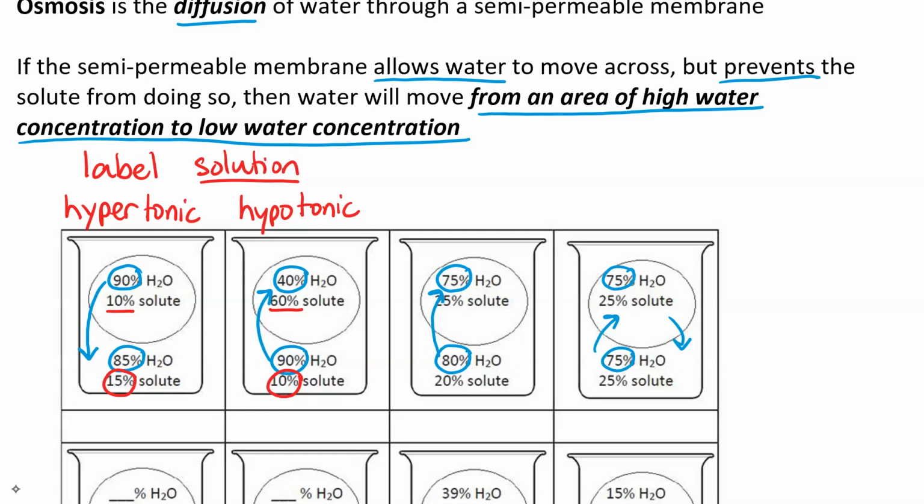The next beaker, 20% outside versus 25% inside. Again, there's less, so that's hypotonic. And the fourth beaker, 25 outside, 25 inside. That's the same or equal. That is iso. So the solution in that case is isotonic.